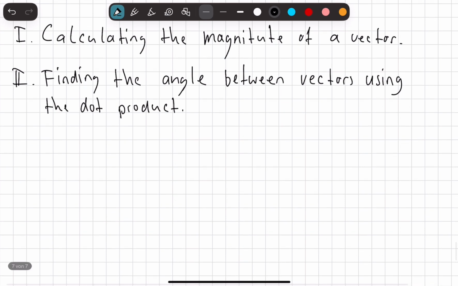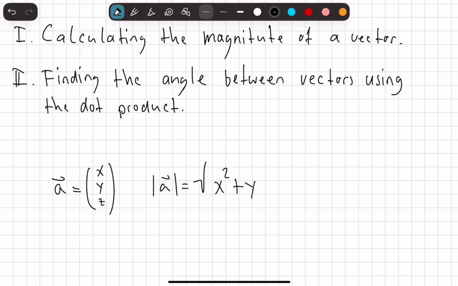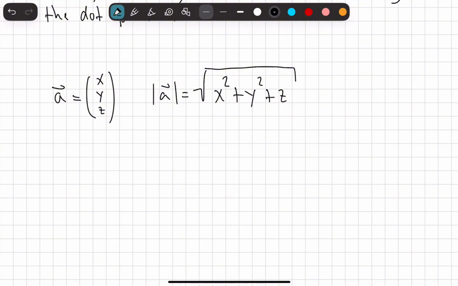If you have a vector, let's call it A with a little arrow above it, that's the notation for a vector, equal to (x, y, z), then the magnitude of this vector is just the square root of x squared plus y squared plus z squared. So that's the formula.